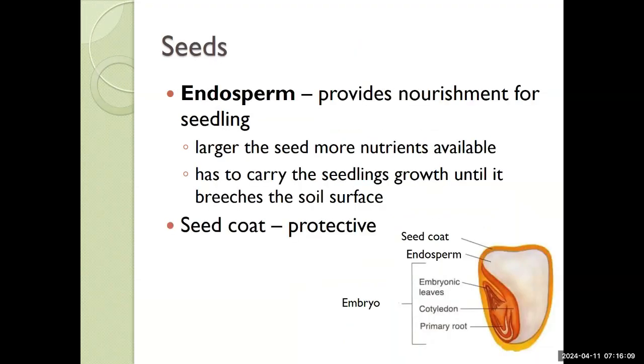The nourishment for the original shoot comes from within the seed, and is meant to provide nourishment for that seedling until it breaches the soil surface, until it can breach the canopy and get sunlight on its own. And that seed is also composed of a seed coat, a waterproof protective structure that's meant to keep the seed safe.